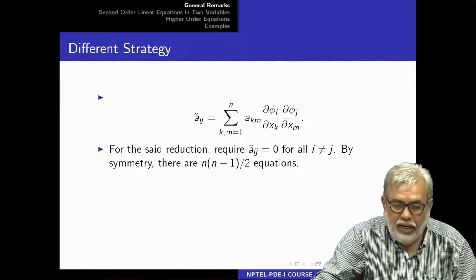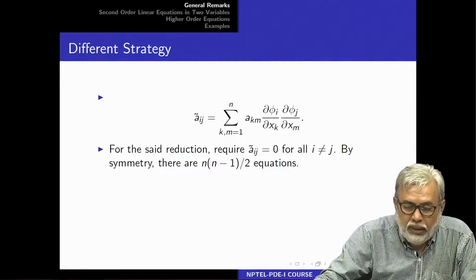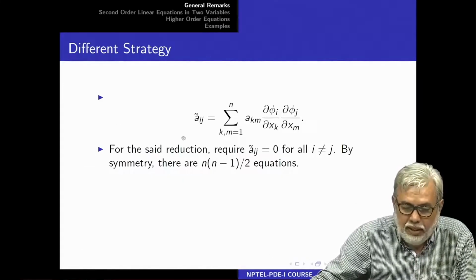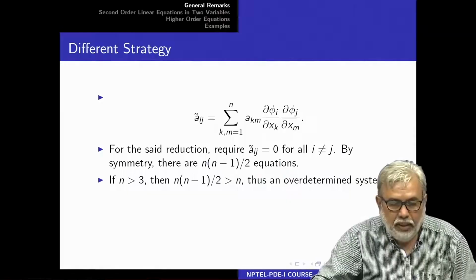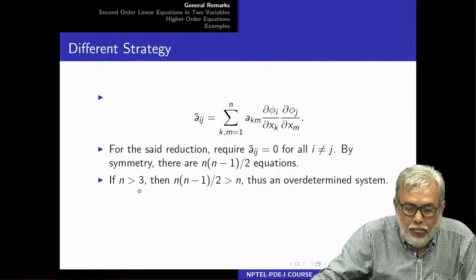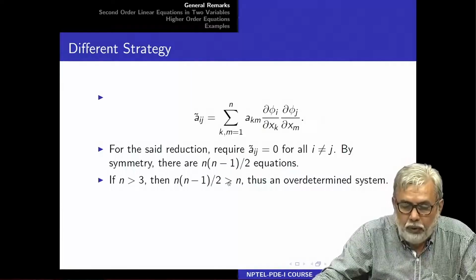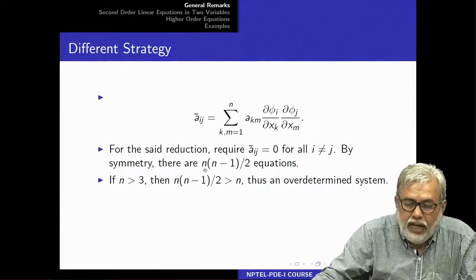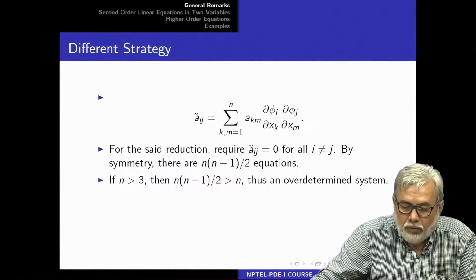How many unknowns are there? Unknowns are only phi_1, phi_2, ..., phi_n. So, there are n unknowns, and we are getting n(n-1)/2 equations. A simple observation: if n is bigger than 3, then n(n-1)/2 is strictly bigger than n. So, that means there are more equations and fewer unknowns, and this is an over-determined system. So, very difficult to solve. Okay.